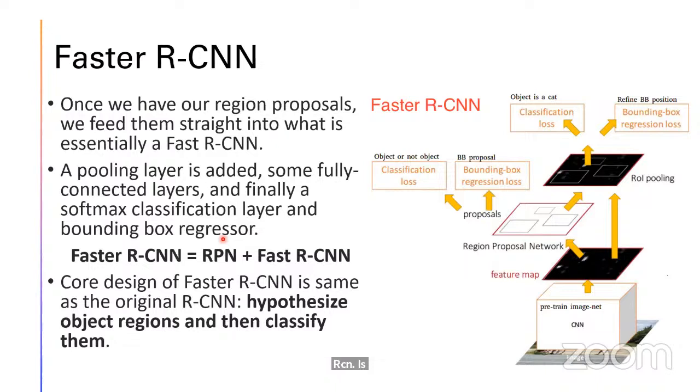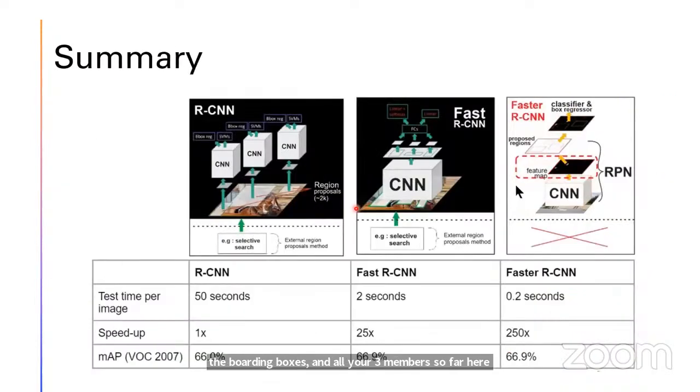So the core design of your Faster RCNN is the same as that of the original RCNN, right? First of all, getting the regions where we think an object is present. And once we get the regions, we classify them or tighten our bounding boxes. So these are the two stages. First, getting the regions of interest. After that, classifying and tightening the bounding boxes. And all three members of the RCNN family work on this principle only.